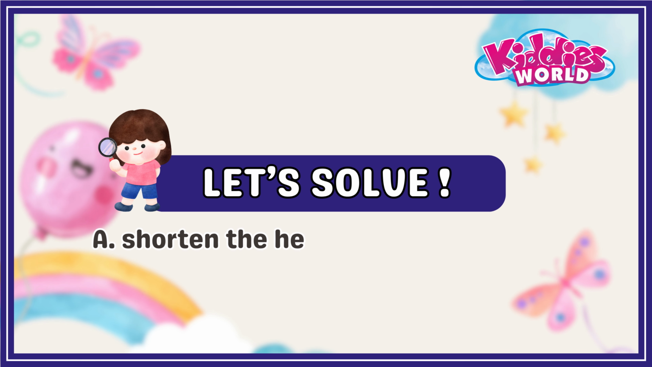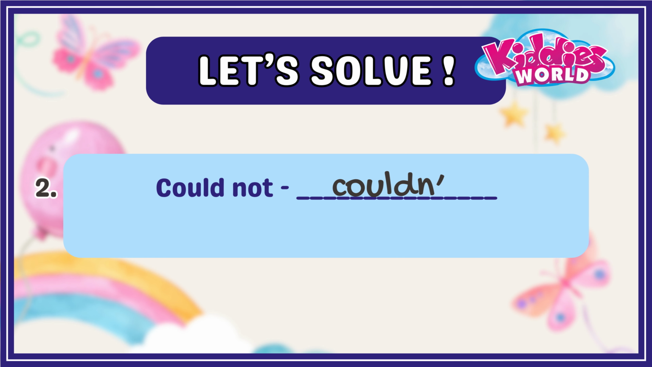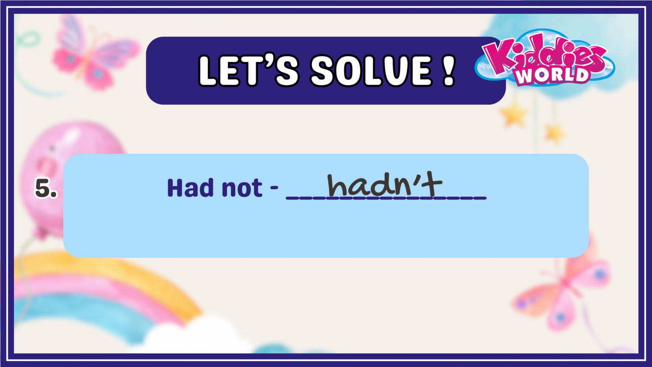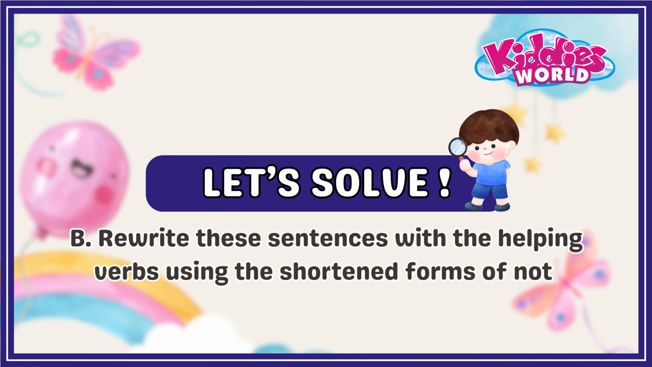Now, kids, let's practice shortening helping verbs with not. Have not. Haven't. Could not. Couldn't. Does not. Doesn't. Were not. Weren't. Had not. Hadn't. Would not. Wouldn't. Now let's rewrite these sentences with the helping verbs using the shortened forms of not.